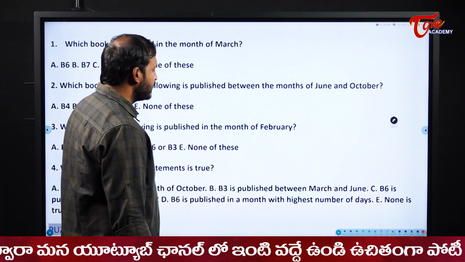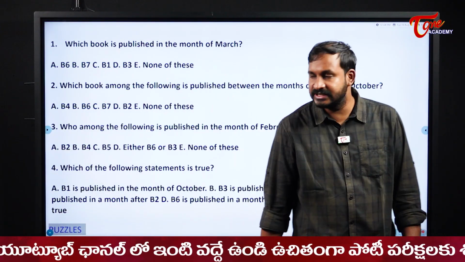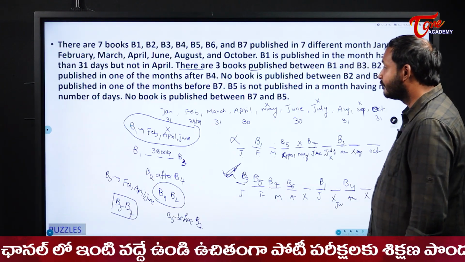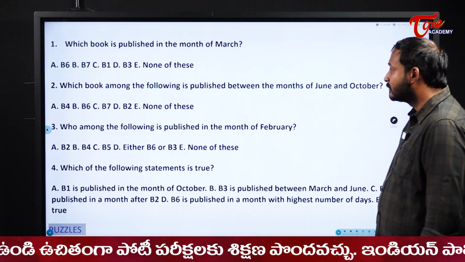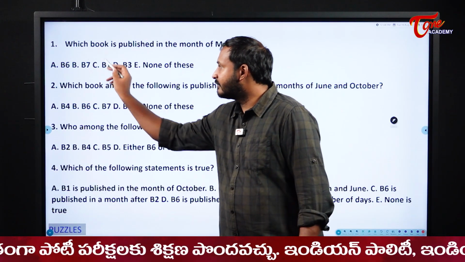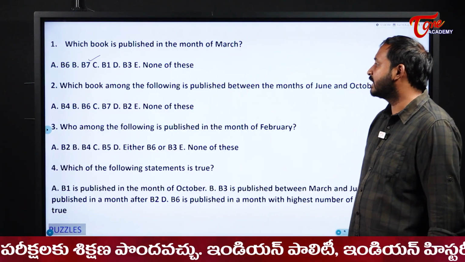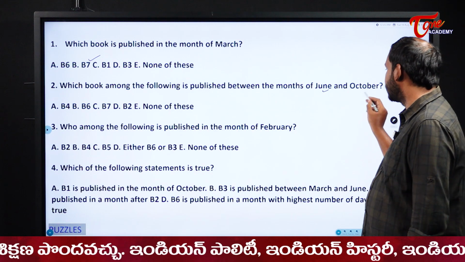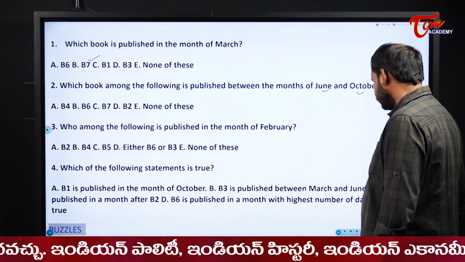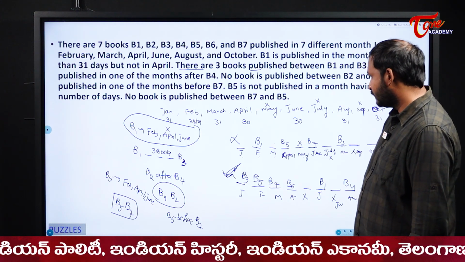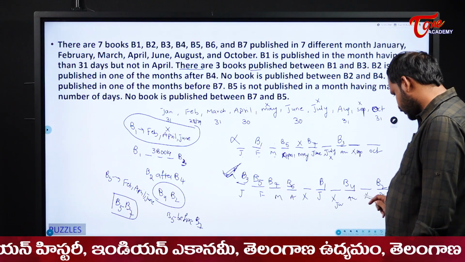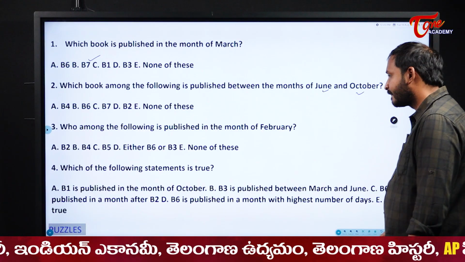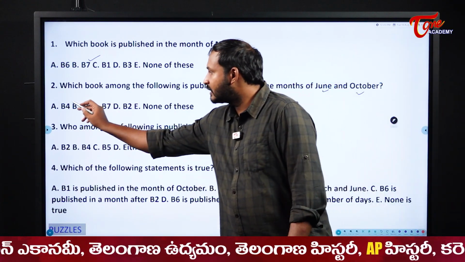Which book is published in the month of March? B7. B7 is published in the month of March. Which book among the following is published between the months of June and October? June and October, in August, B4. It is B4 in the month of August.